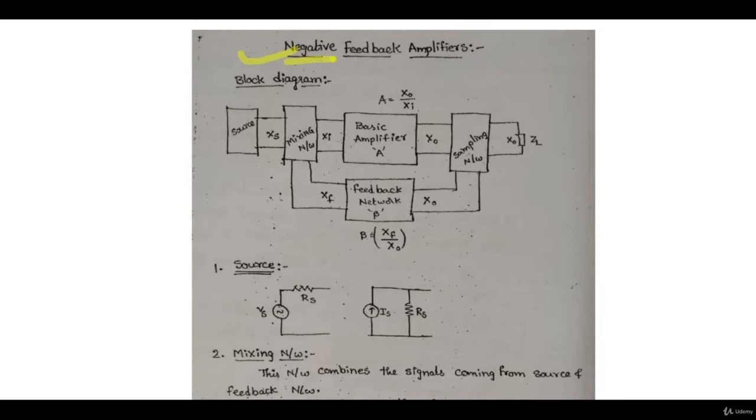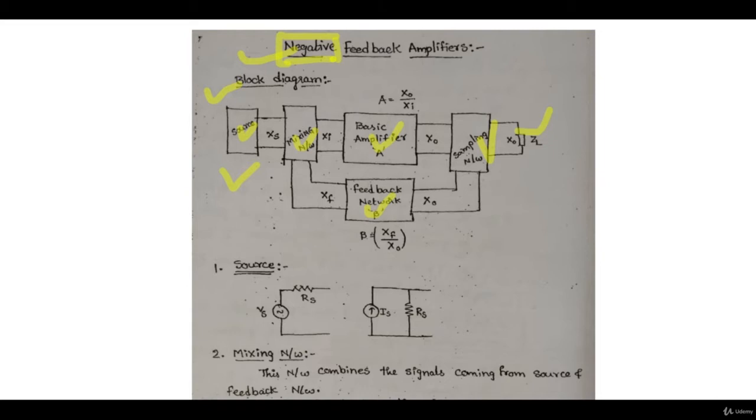We will see the benefit of having negative feedback later. First we will see how the block diagram works. What is the block diagram of a negative feedback amplifier? This is how it will look. You will see a source, a mixing network, a sampling network, a basic amplifier, and a feedback network. And this is the load.